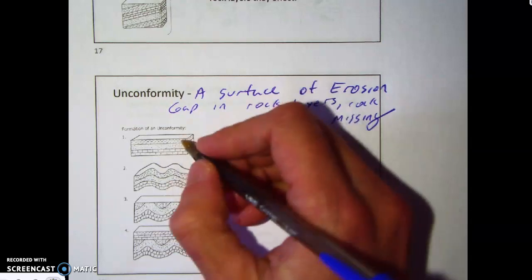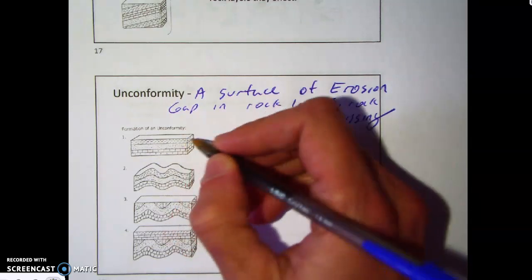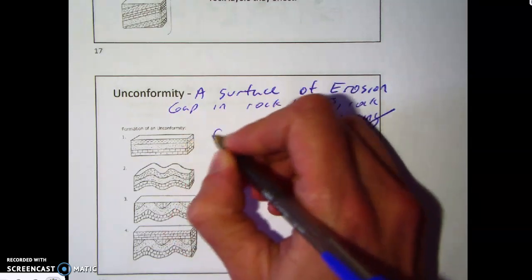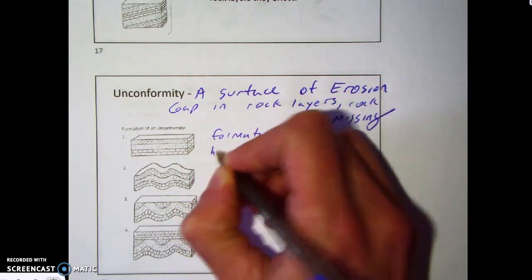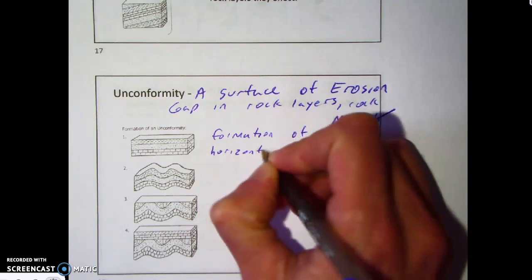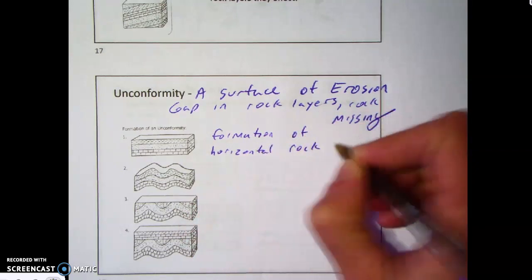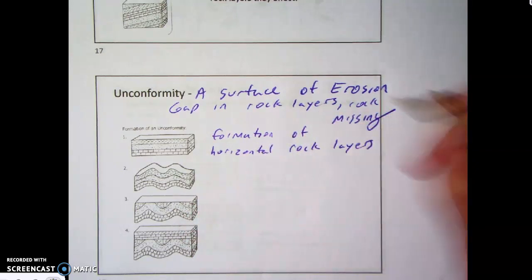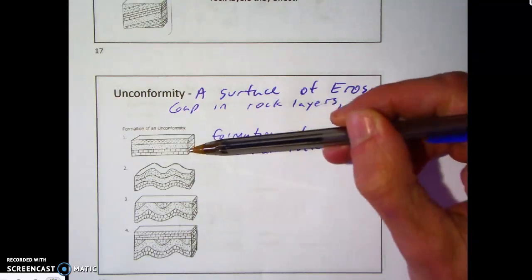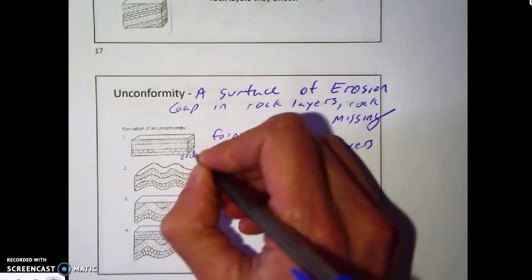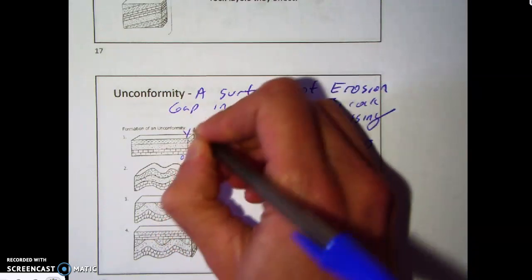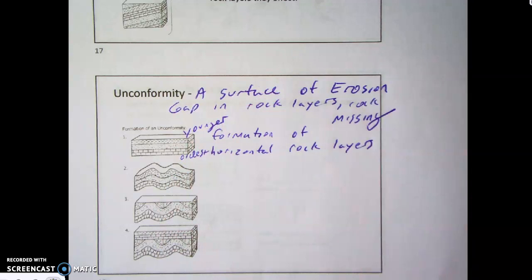Well, here we have sedimentary rock layers. So here we have formation of horizontal rock layers. So we have sediments being deposited horizontally in order. Again, we would have our oldest at the bottom, getting younger toward the top. And that's pretty simple, right?